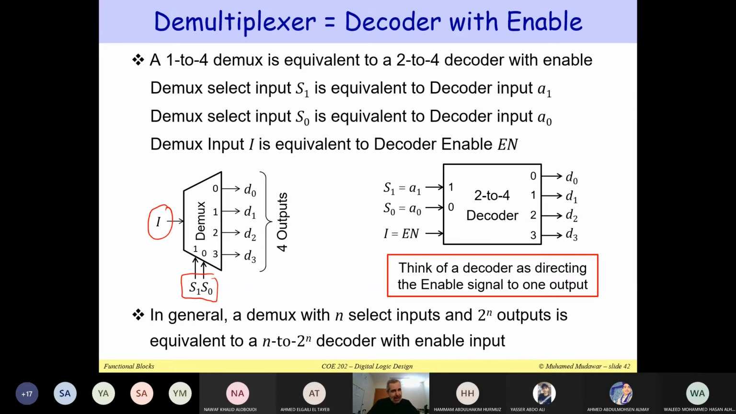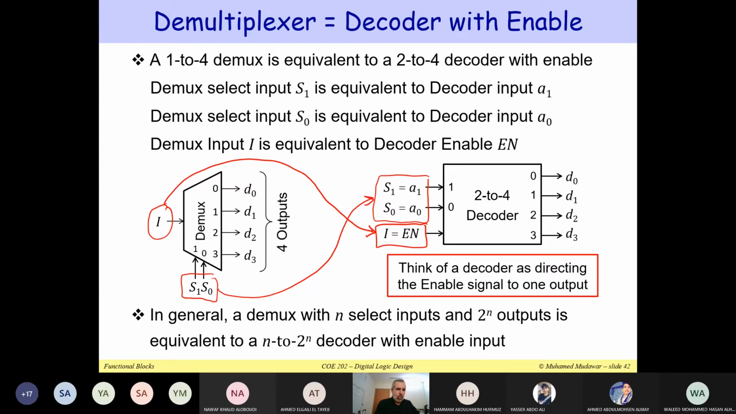Now, I can use a 2 to 4 decoder. I'm going to decode my inputs S1, S0, so I'm going to connect them to A1 and A0, which are the inputs of the decoder. And I'm going to use the input I to enable the decoder.